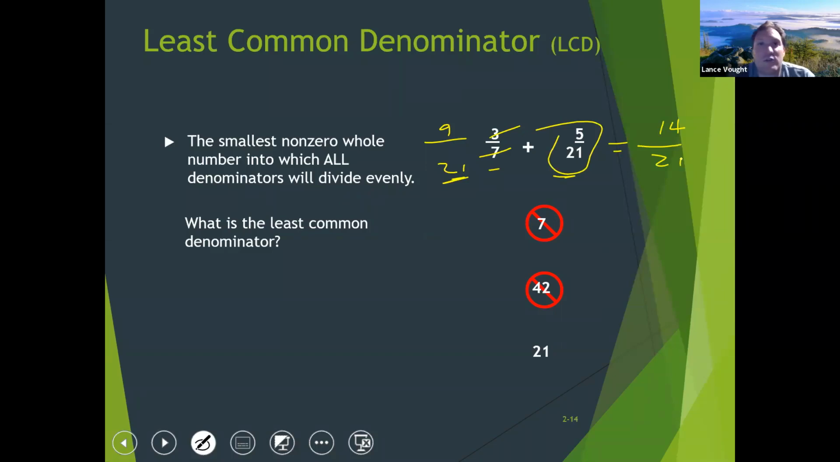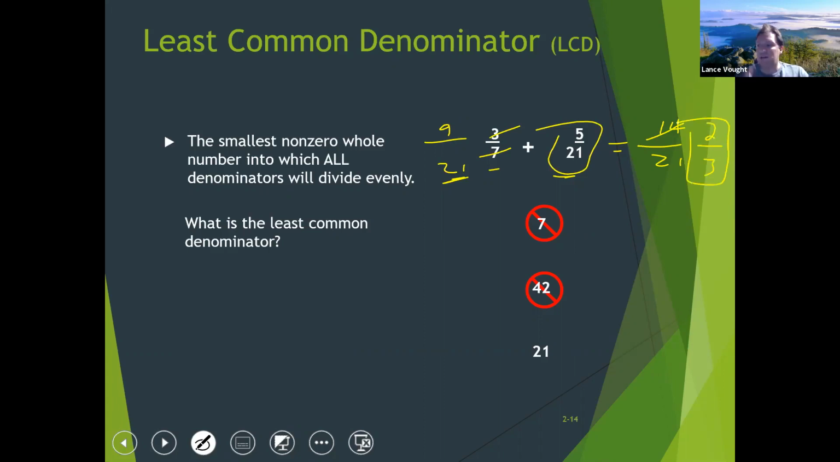Can 14/21 be simplified? Yeah, it can. Now, what is it divisible by? 14 is not divisible, or 21 is not divisible by 2. 14 is not divisible by 3. Neither of them are divisible by 4 or 5 or 6, but both of them are divisible by 7. So if we divide both of these by 7, we get 2/3.